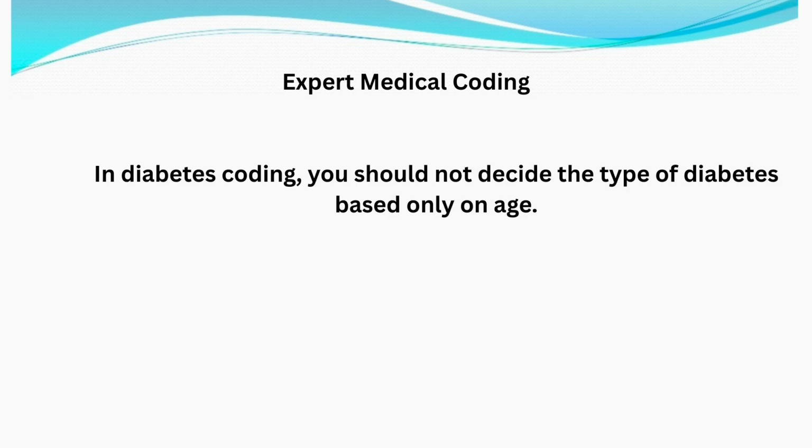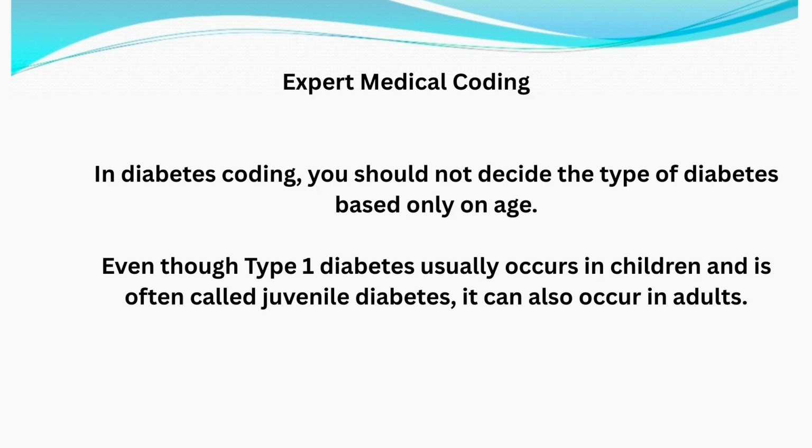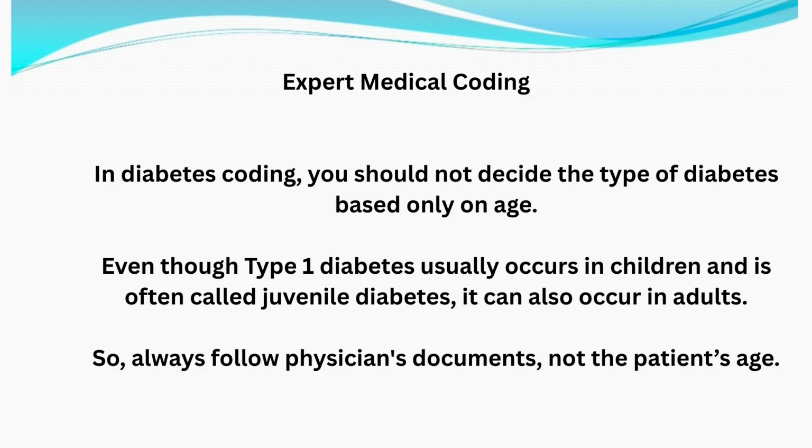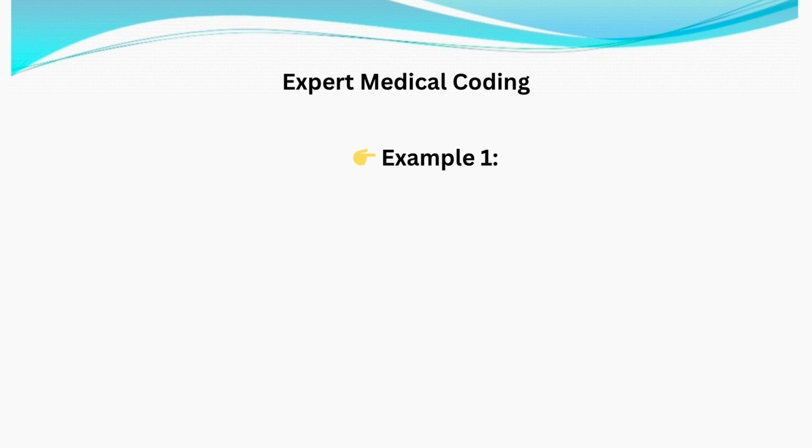In diabetes coding, you should not decide the type of diabetes based only on the patient's age. Even though type 1 diabetes usually occurs in children and is often called juvenile diabetes, it can also occur in adults. So always follow the physician's documentation, not the age of the patient. Let's see an example on this.